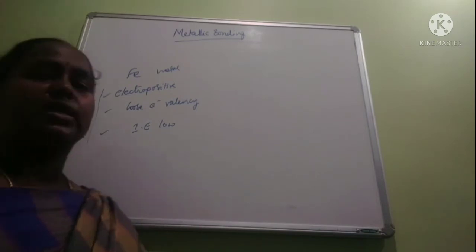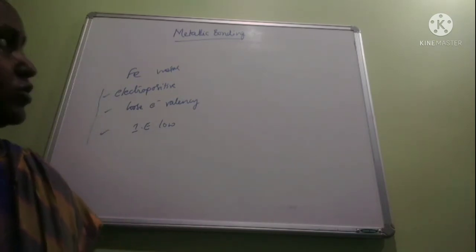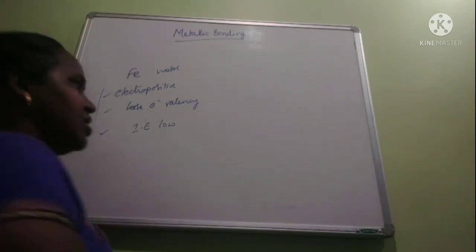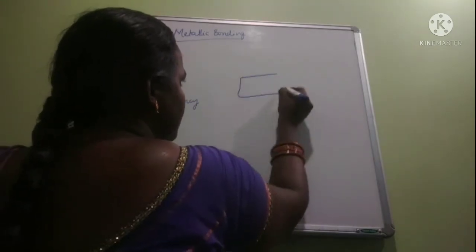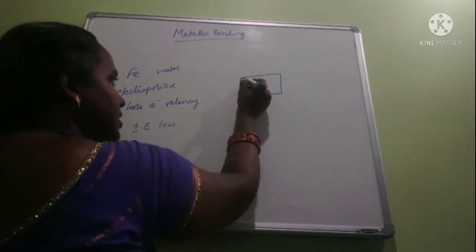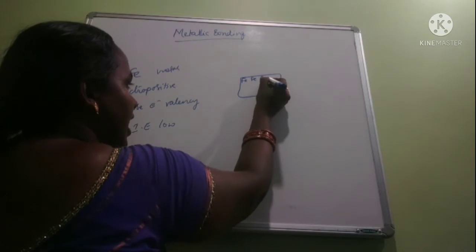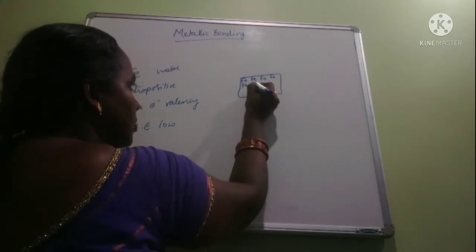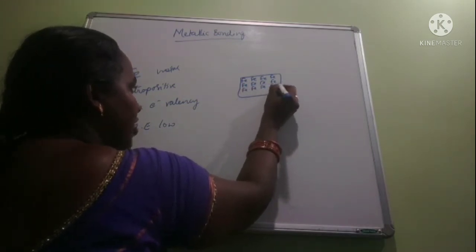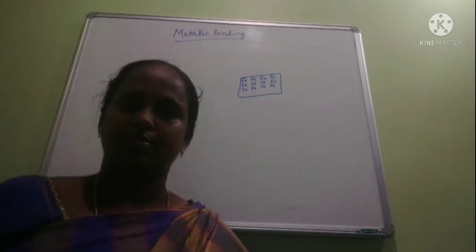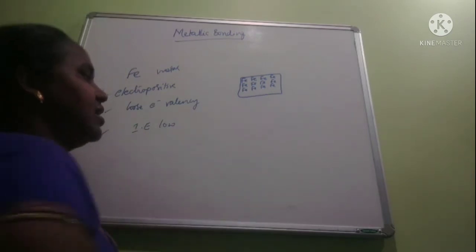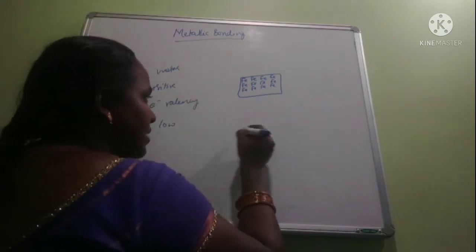So in this video we are going to discuss the bonding present in a metal. Metal is nothing but a solid substance, right? For example, iron metal. Here iron means not only a single atom is present in the iron metal. It is a combination of so many atoms. Based on the atomic number, we can say the number of atoms present in that particular element.